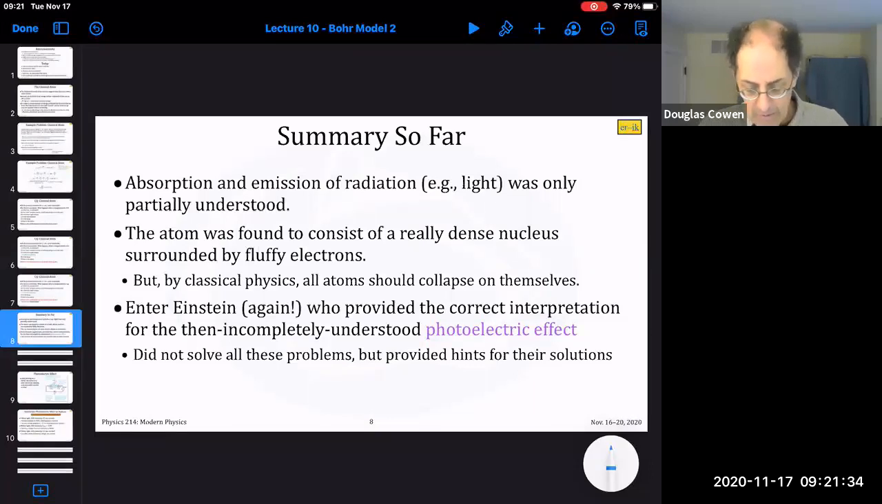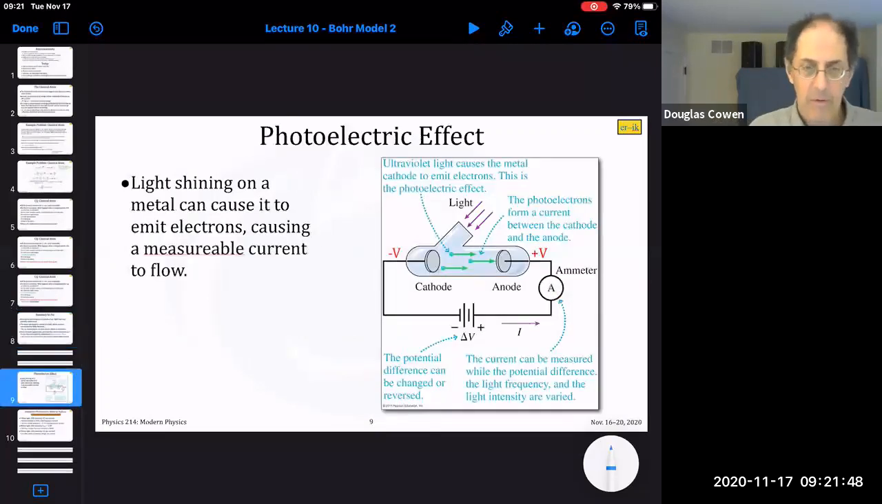His theory for the photoelectric effect didn't solve all the problems like absorption, emission of radiation, and so on, but it did provide some really useful hints for their solutions. So to understand the photoelectric effect, we need to understand the apparatus that was used in order to measure it. So let me describe that here.